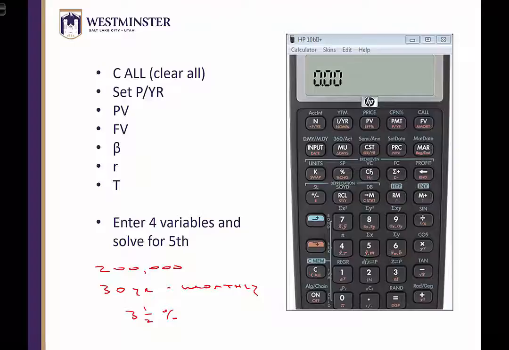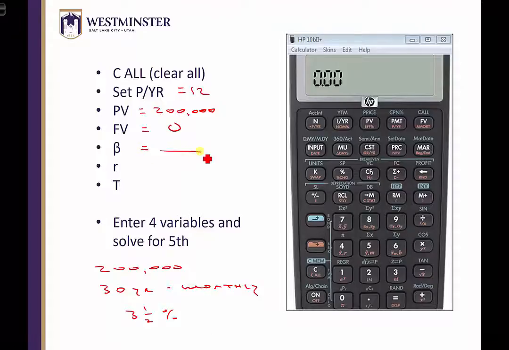Well, the first thing I have to do is think about, how does this calculator think? Well, it wants to know how many periods per year. So I'm going to say 12 periods per year. I'll do this after I clear all. I'm then going to go ahead and think about the present value of $200,000. It's positive because it's money I'm getting. I'm borrowing money from the bank. What's my future value? Well, if it's a mortgage and I'm paying it back every month, at the end of 30 years, I paid it off, the future value is 0.